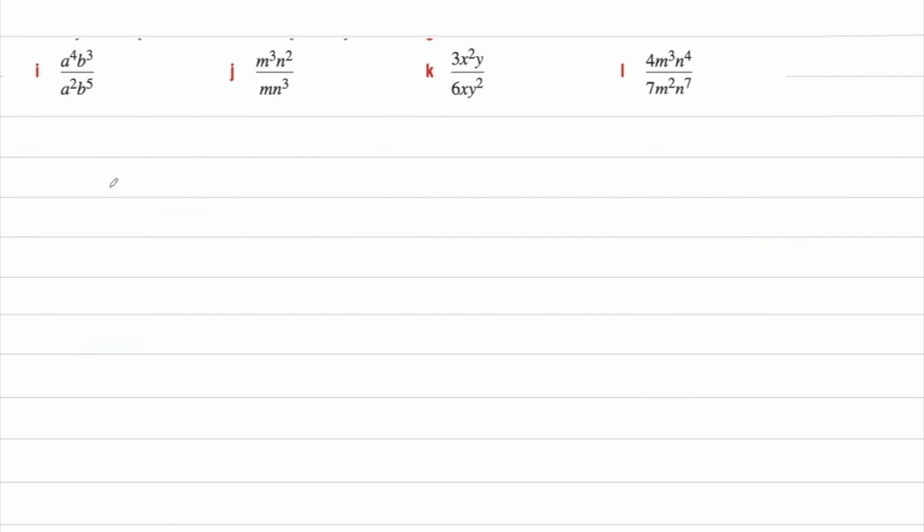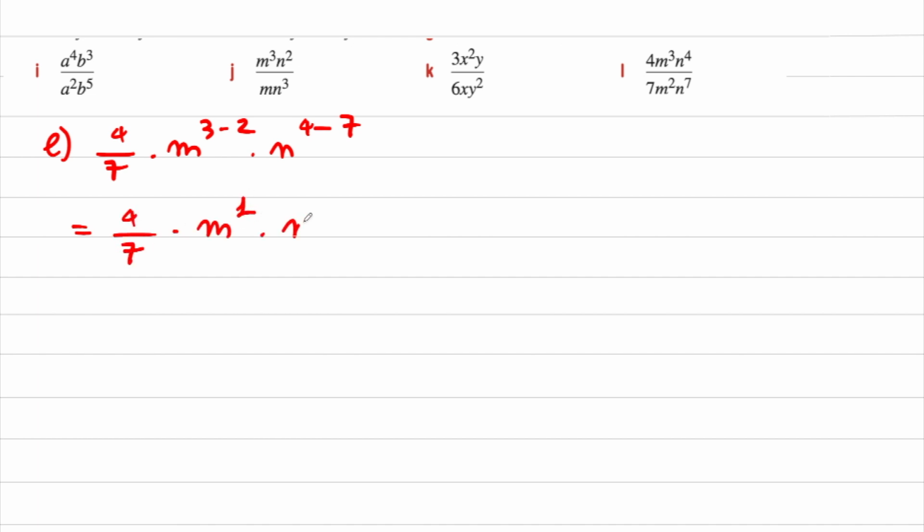About question L. 4 over 7, m 3 minus 2 and n to the power of 4 minus 7. 4 over 7 and here is 1, n to the power of minus 3. So minus 3 will move to the denominator to become n to the power of 3.